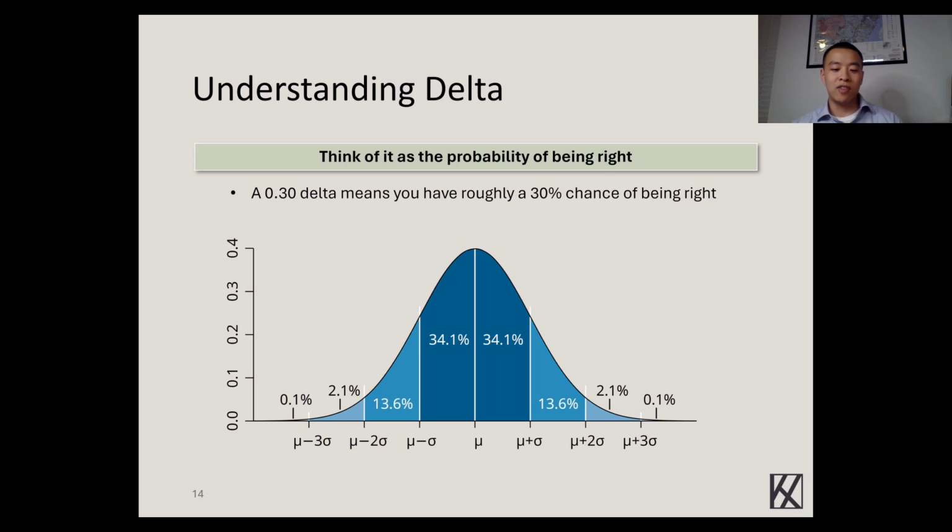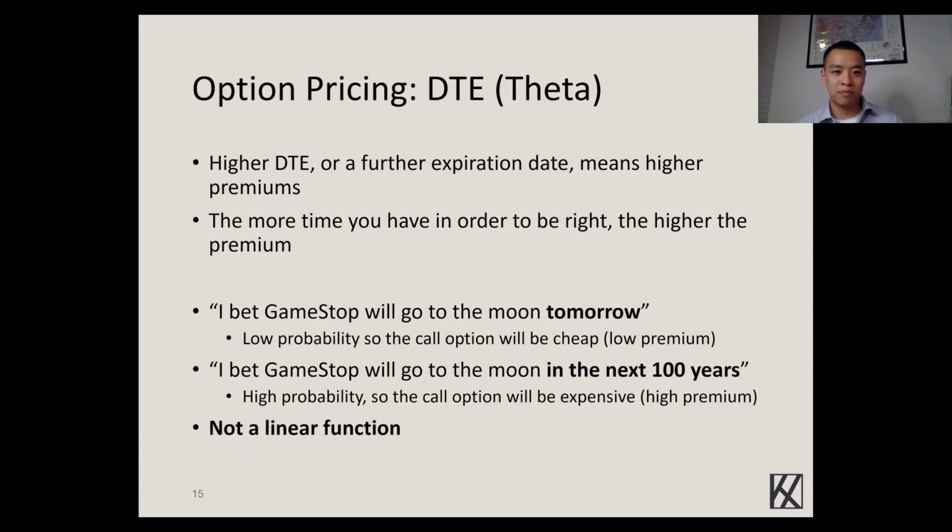So like one standard deviation out, if you remember, total area under the curve is like 68%, I'm sorry. So the tail of the curve is 16%. So 0.16 delta, or 16% chance of being right, is kind of one standard deviation away from that stock price. It's confusing, but I just threw it in there just so you have something to remember.